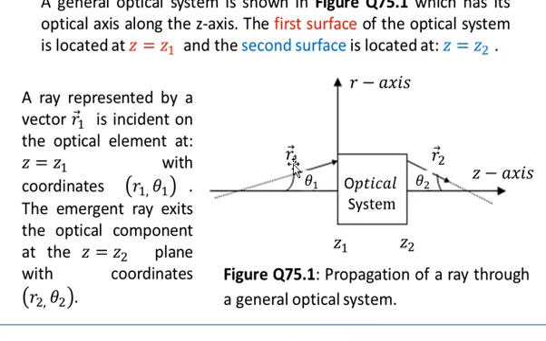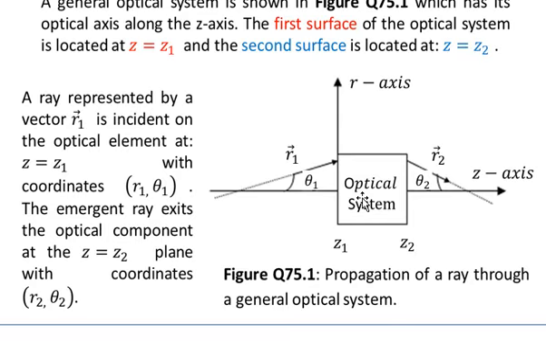Ray R1 is incident on an optical system, where R1 is the value of the vector at the input plane, that is at the z equal to z1 plane of the optical system, and the ray R1 makes an angle theta1 with the z-axis of the optical system. The emergent ray from the optical system is represented by the ray R2. So R2 is the value of the vector at the output interface, that is at the z equal to z2 plane, and the ray R2 is shown to make an angle theta2 with the z-axis.